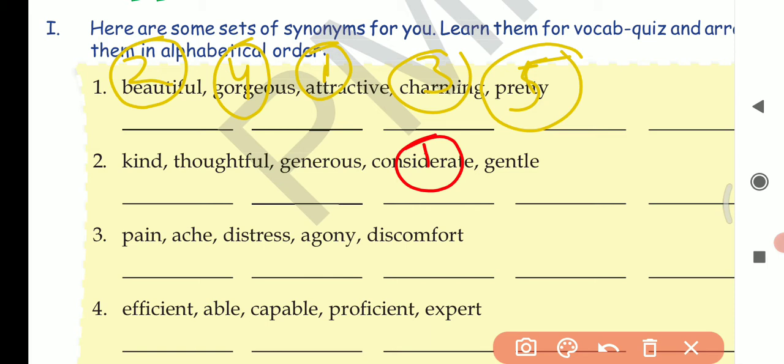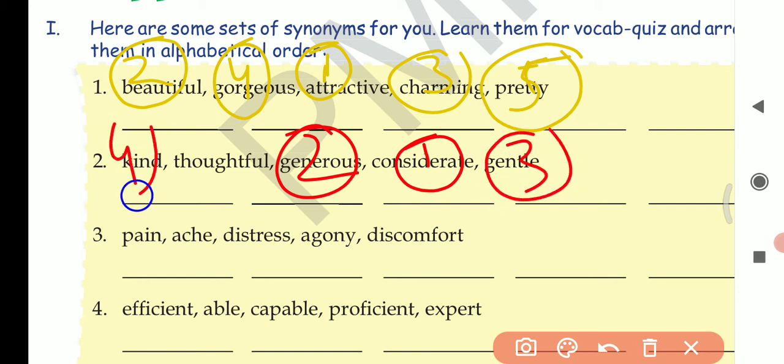Then we will move to the fourth alphabet. What is the fourth alphabet? In generous the fourth alphabet is E, and in gentle the fourth alphabet is T. So what comes first, E or T? E comes first, so we will write generous first. Then we have gentle, the third one. What will be the fourth one? K, kind, and last one, thoughtful.